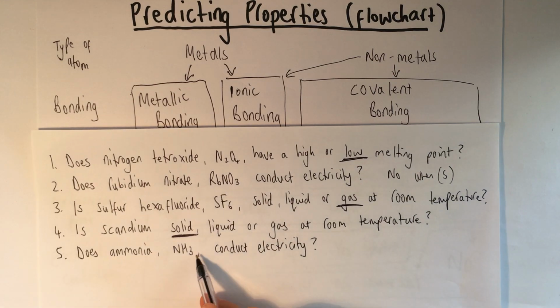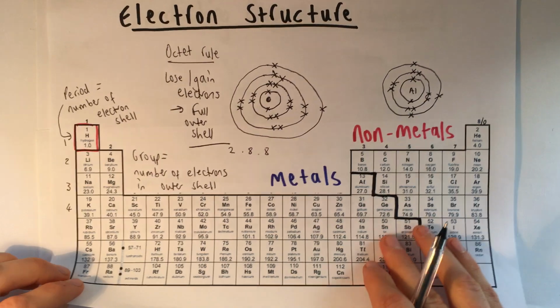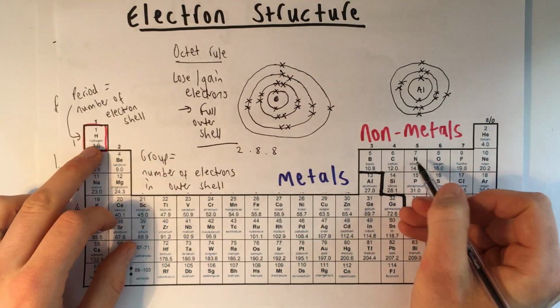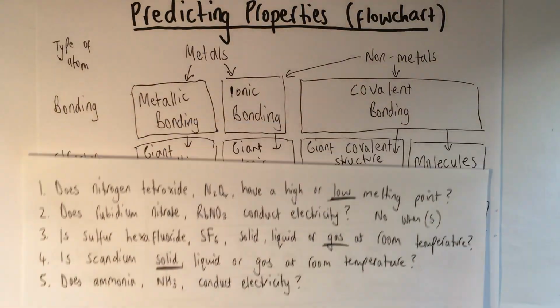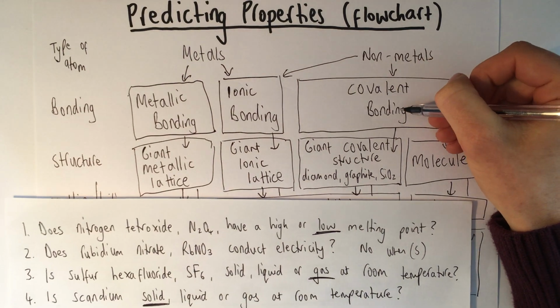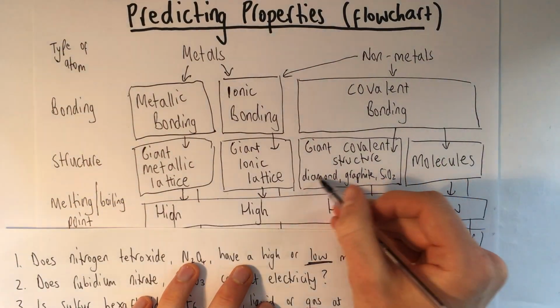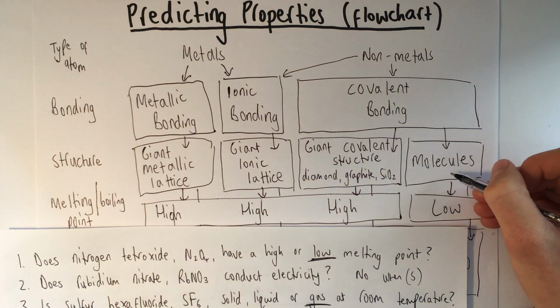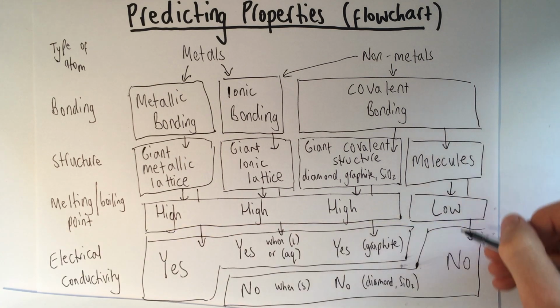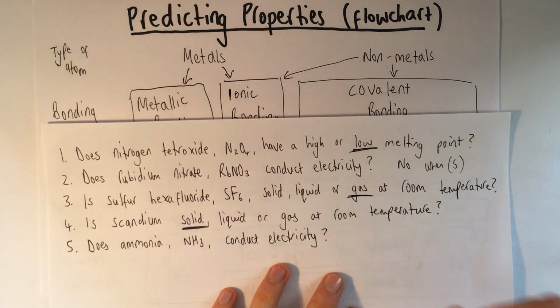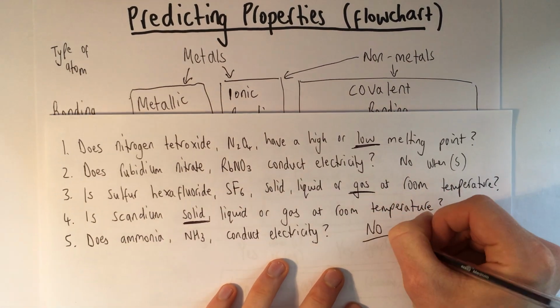Last one, does ammonia conduct electricity? Let's look for N and H on our periodic table. They are both non-metals, so therefore we've got covalent bonding. It's not one of those three, so it's going to be molecular in structure, made of molecules, and therefore it does not conduct electricity. So the answer we know is no.